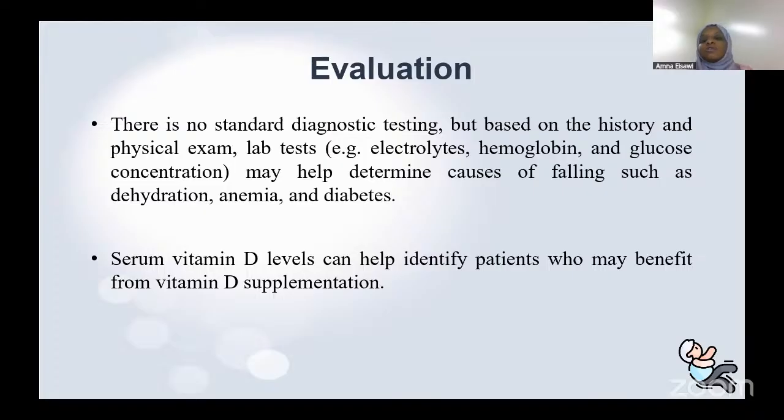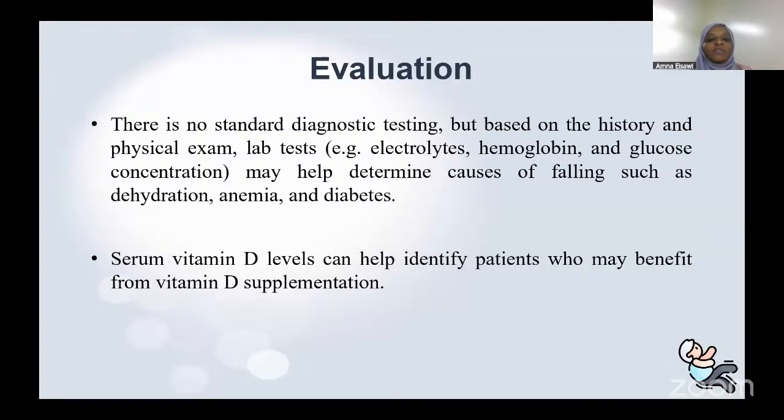So electrolytes, maybe hemoglobin, the patient could have some anemia that's really contributing to the dizziness, and even the glucose concentration. So this fall incident could be caused by hypoglycemia. Those can help determine the causes of falling, which can include dehydration, anemia, and diabetes, respectively. So dehydration, we could look at electrolytes. Anemia, we could look at the hemoglobin. For diabetes, look at the glucose concentration.